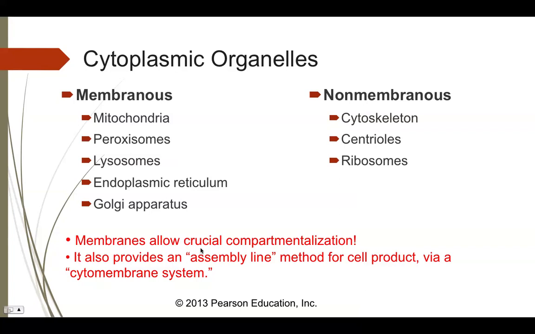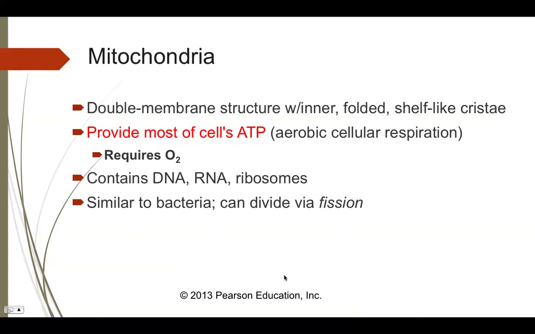Membranes allow crucial compartmentalization, and they also provide what we may think of as an assembly line method for cell product via this cytomembrane system that I just mentioned. Mitochondria have a double membrane structure with the inner folded shelf-like cristae. These are called the cristae, and they provide most of the cell's ATP via aerobic cellular respiration, which means it requires oxygen. Aerobic refers to using oxygen.